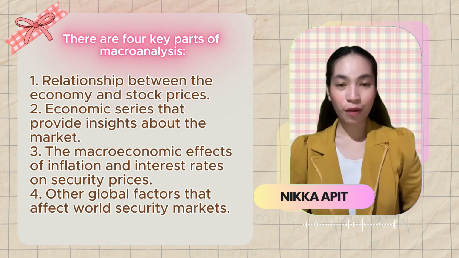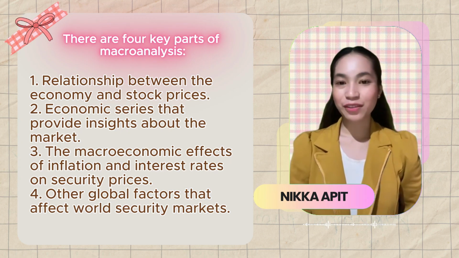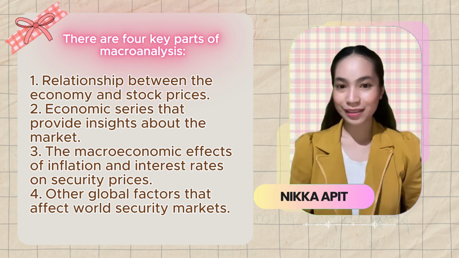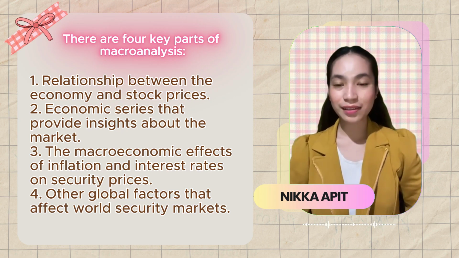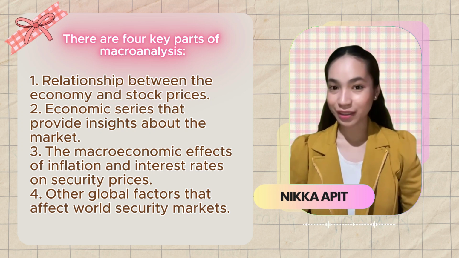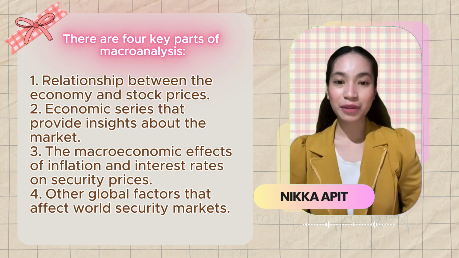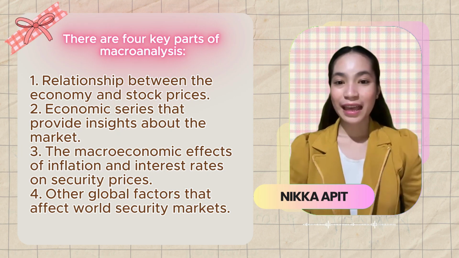Fluctuations in the security market are usually linked to changes in the overall economy. Prices of bonds and stocks move depending on interest rates and inflation, and there are four key parts of macro analysis. 1. Relationship between the economy and stock prices. 2. Economic theories that provide insights about the market. 3. The macroeconomic effects of inflation and interest rates on security prices. 4. Other global factors that affect world security markets.